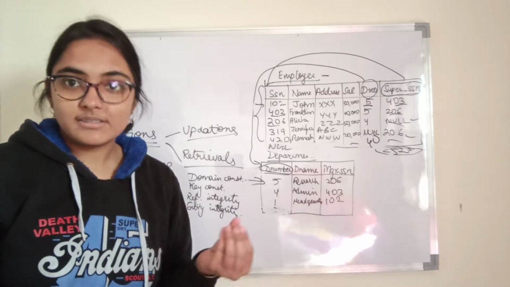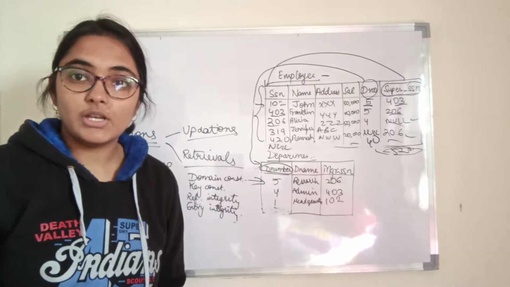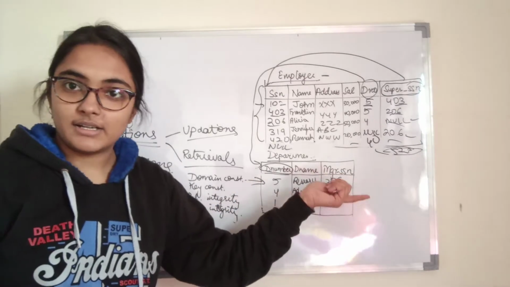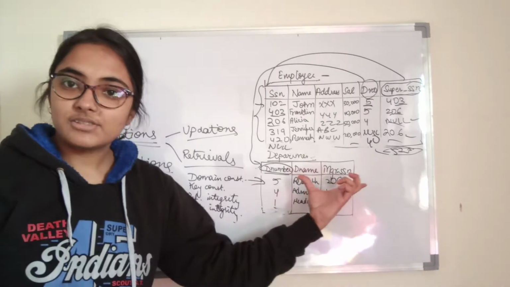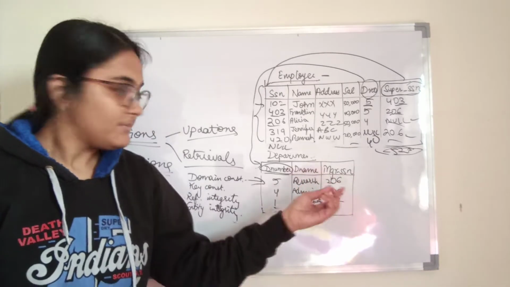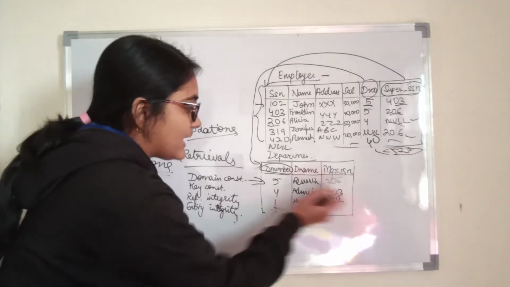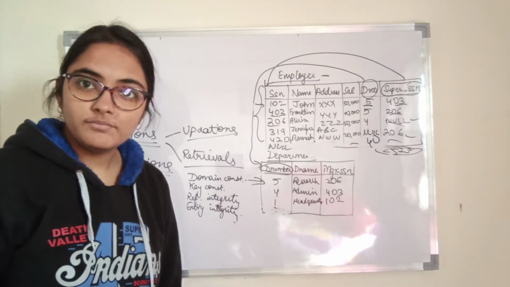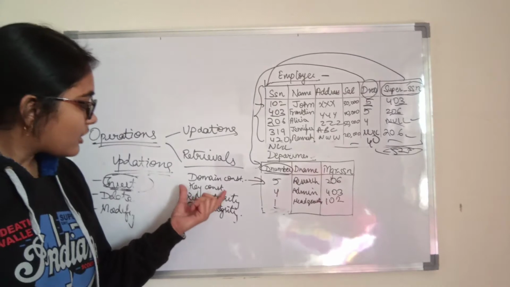Why? Because domain constraint says that the value should belong to the domain, right? So that will already be checked when the tuple is inserted. While we delete it, domain constraint cannot be violated. Okay. So just think about it. In case I delete this tuple, can domain constraint be violated? No, right? Let us now talk about key constraint.